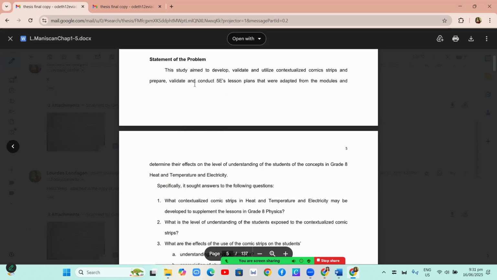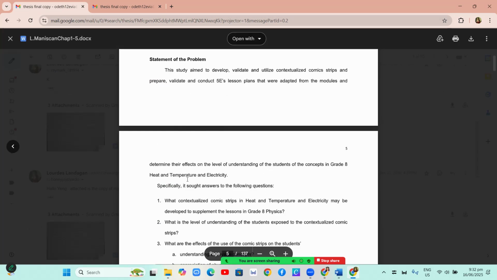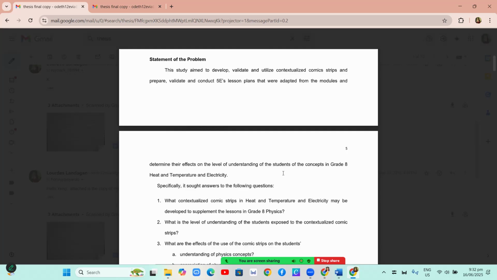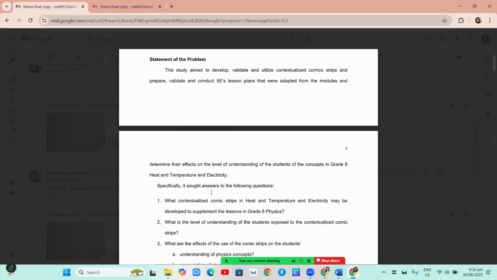So the statement of the problem is this: the study aimed to develop, validate, and utilize contextualized comic strips and prepare, validate, and conduct 5 E's lesson plans that were adapted from the modules and determine their effects on the level of understanding of the students of the concepts in grade 8 heat and temperature and electricity. So as you can see in the statement of the problem, the overall aims of the study are indicated, and specifically it sought answers to the following questions.